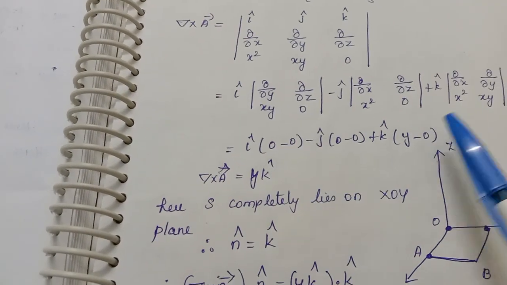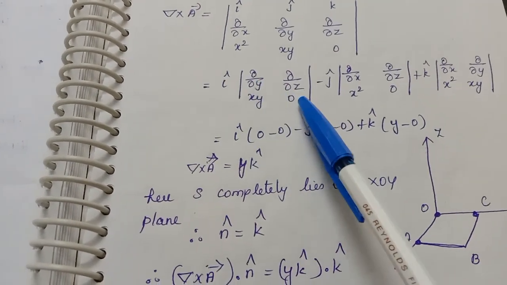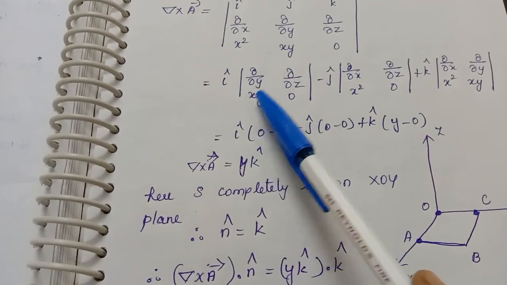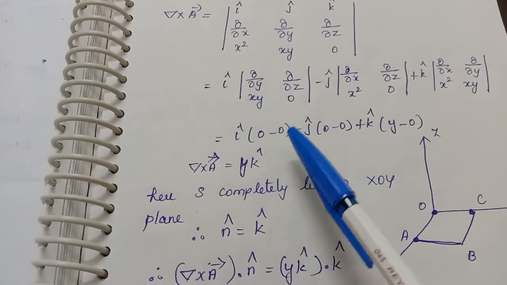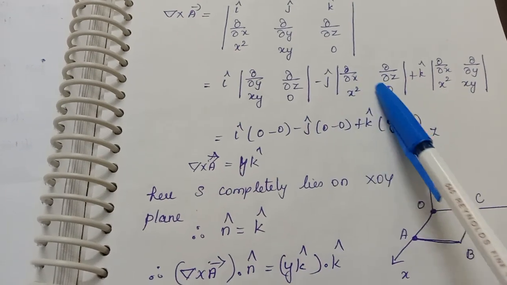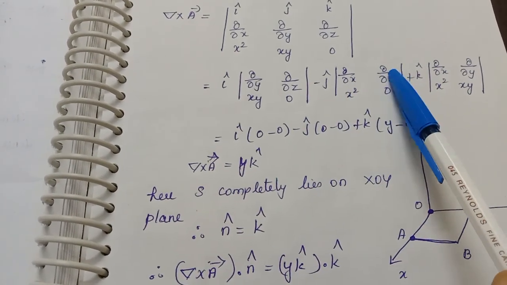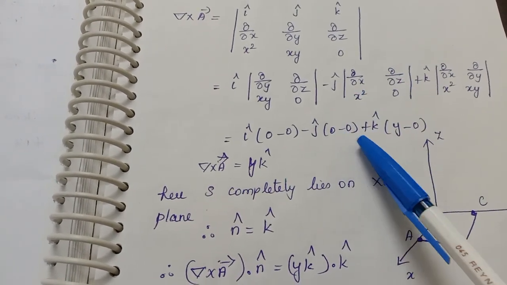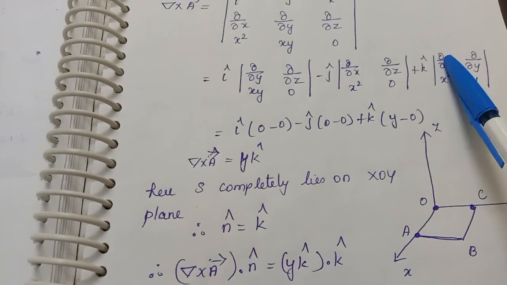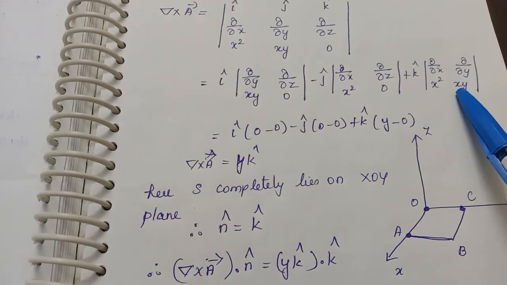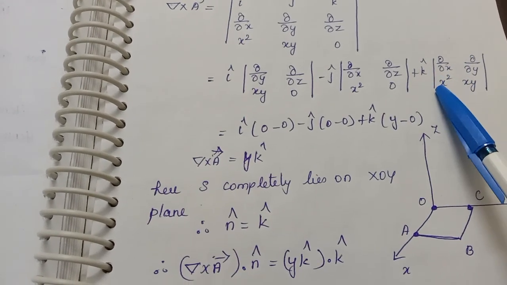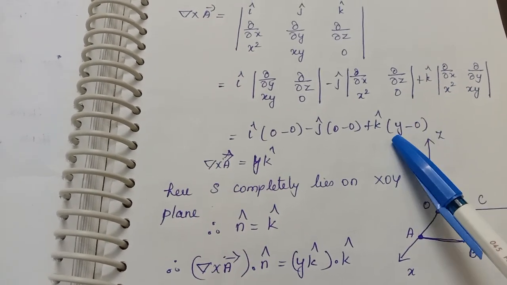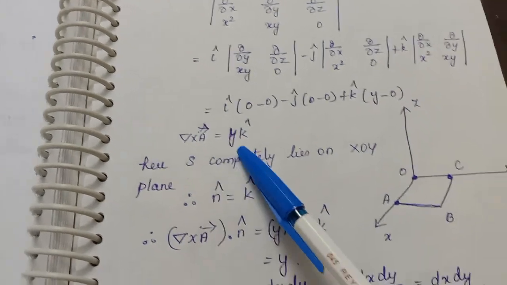So let's expand this determinant. This is 0 because 0 here, no. Next, this one, differentiate this with respect to z. If you differentiate with respect to z, again 0, minus j cap into 0 minus 0, because differentiation with respect to z is 0, plus k cap into differentiation of this with respect to x. So it will be y only, minus differentiation of x square with respect to y, which is 0. So finally what you get, del cross A equal to y k cap.